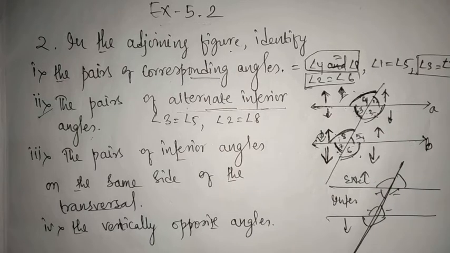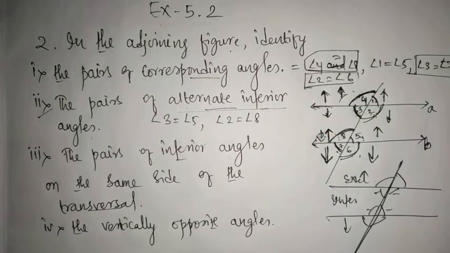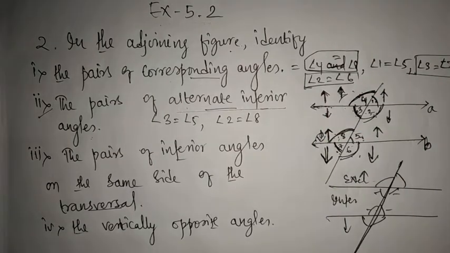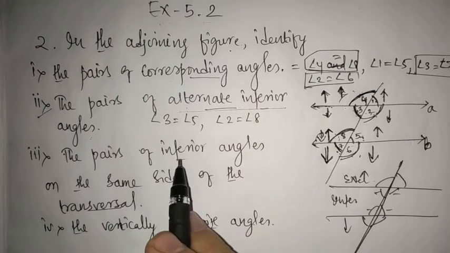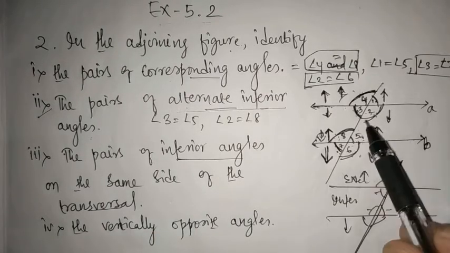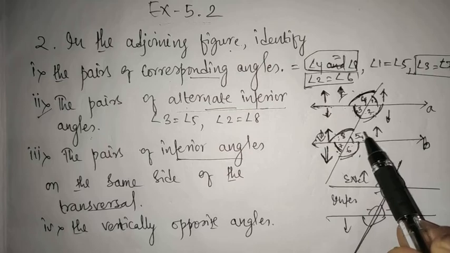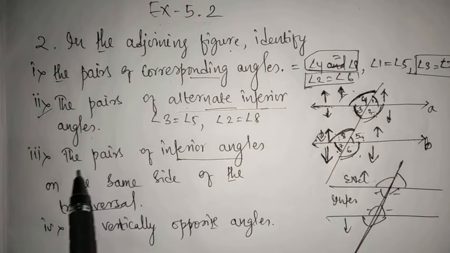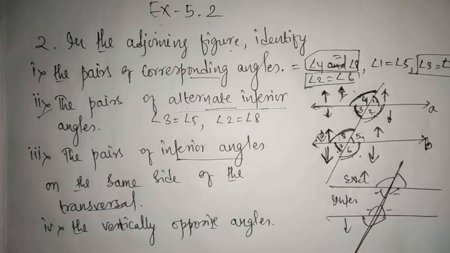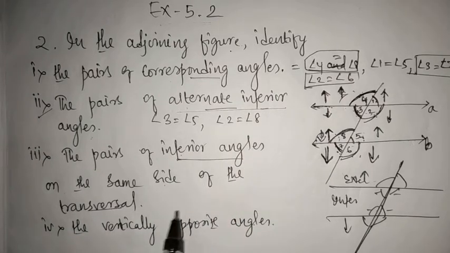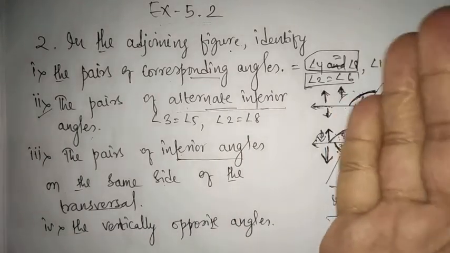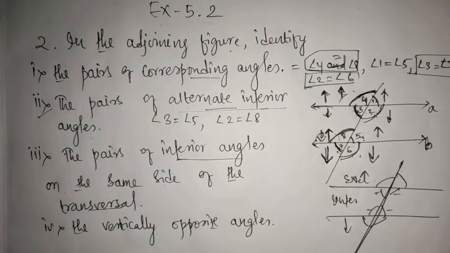So this is your transversal line, and what are the pairs of angles which are on the same side of the transversal? Again here we have to consider the interior angles, right? So interior is this 3, 2, 8, 5. You have to consider between this side only, the pair of the interior angles on the same side of the transversal, that is on this side and this side.